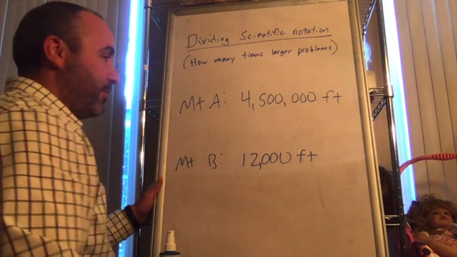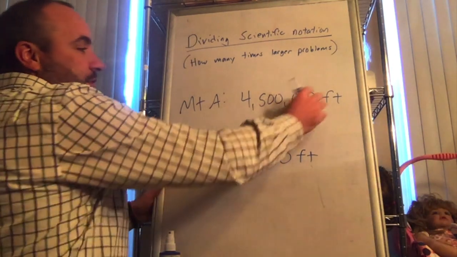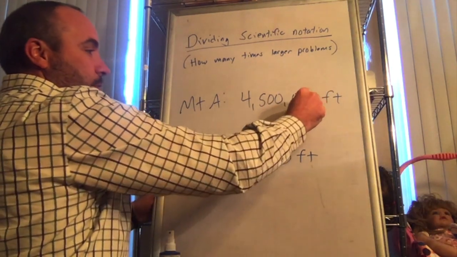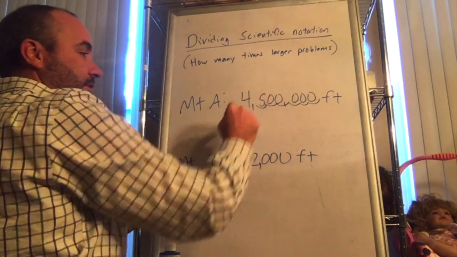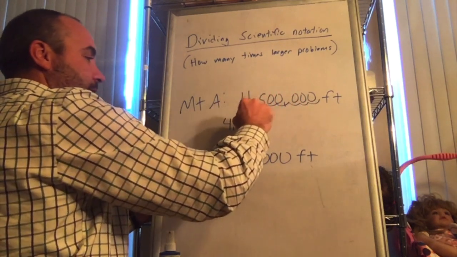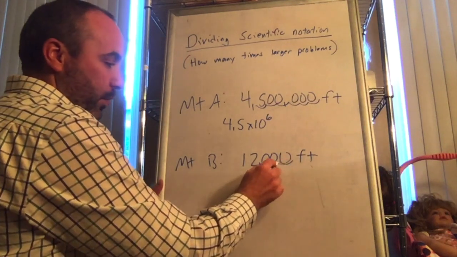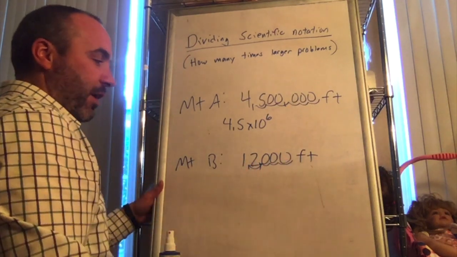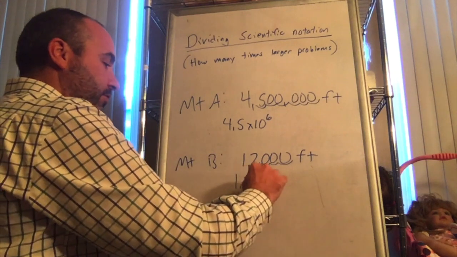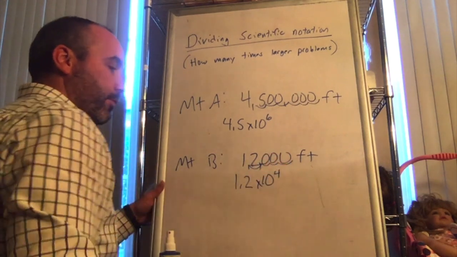Mountain A, I don't think something exists like that on Earth. All right, maybe in inches. So once again, I'm going scientific notation. I'm going 1, 2, 3, 4, 5, 6. So I got 4.5 times 10 to the 6th power. Now here, I'm going 1, 2, 3. I'm only going 4 spots. So this is 1.2 times 10 to the 4th.